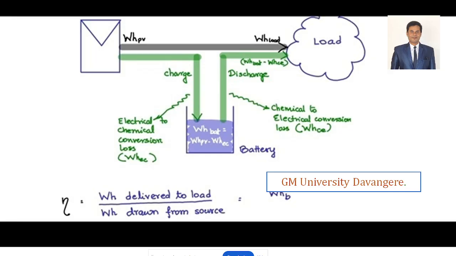After this, the energy stored in the battery is again converted from chemical energy back to electrical energy, the chemical to electrical energy conversion. There also some losses occur. You see, there are losses here also. During the conversion of energy, losses occur. Whenever the conversion happens from one form of energy to another, usually there will be losses. That loss will also impact the efficiency.